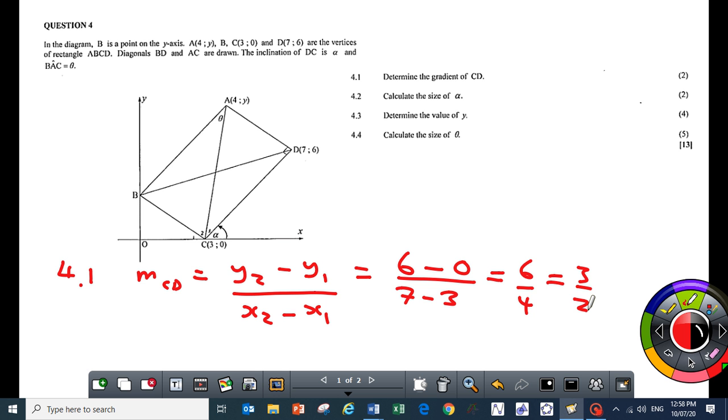Okay, then the next question says calculate the size of alpha. Now the reason why I gave you this question was because of 4.2 and 4.4. Angle of inclination. Angle of inclination.